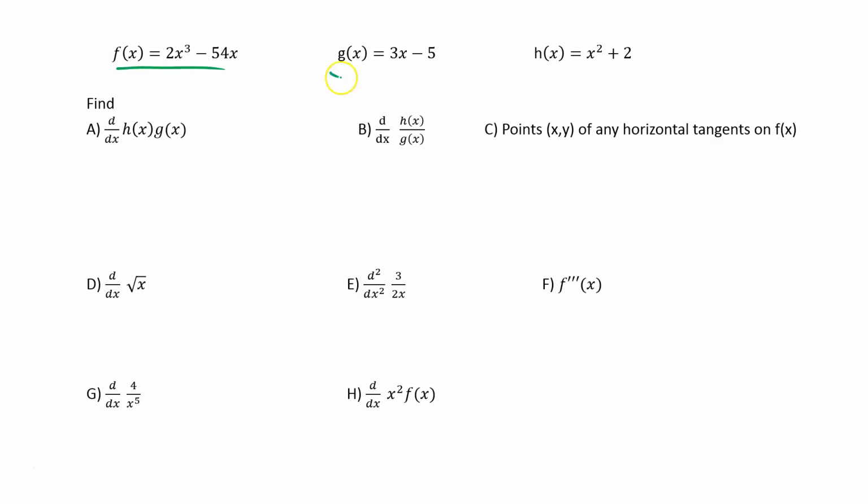We've got three functions, f, g, and h, and we're going to do a little combination of them in finding some derivatives. Give it a shot. I'll see you in a minute.